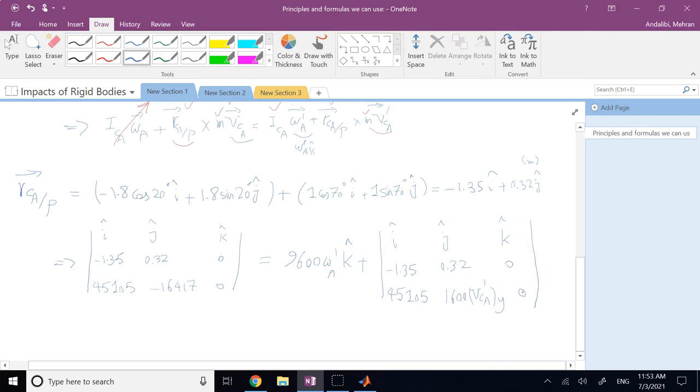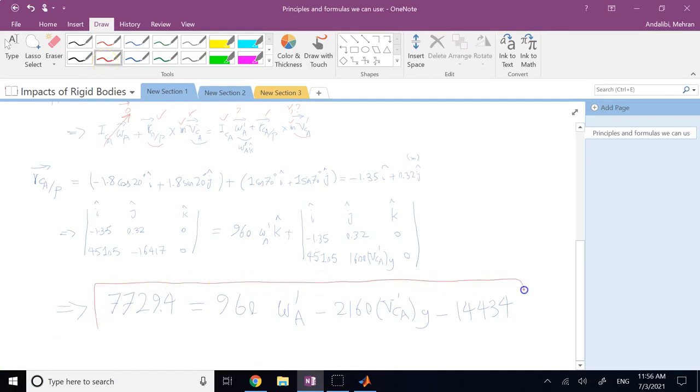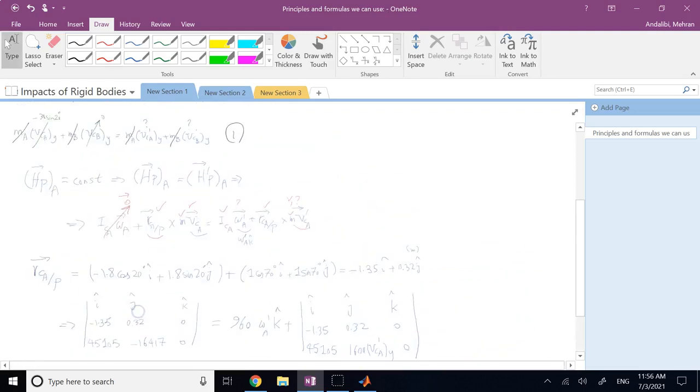Okay, and once you calculate the determinant, all you will get is K here, and all you would get is K here. So everything is going to be K, and so that will give you one scalar equation, which I'm going to write right now for you. So here I expanded it. By the way, this guy was 960, 990. So this is the equation you will get for 2 of these unknowns, V omega prime A and V prime of C of A in the Y direction. So that guy I call equation number 2.